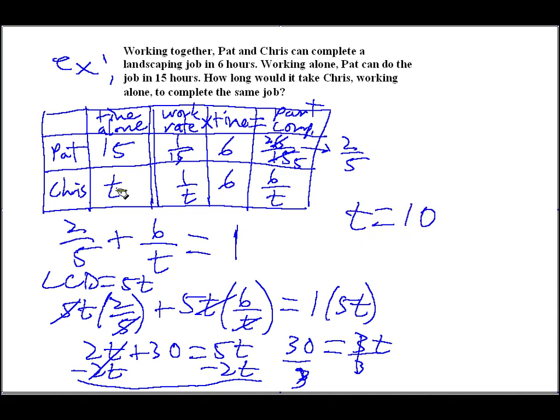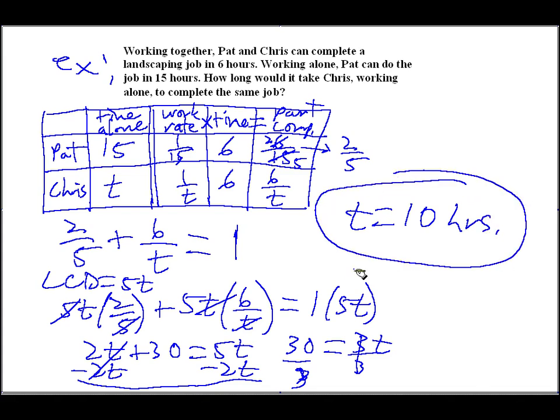What's t though? T is how long Chris takes to do the job all by himself. Time alone, time to get the job done working alone. That's t. So Chris takes t hours. That means if Chris had to do this job all by himself, Chris would take 10 hours. So he's actually working faster than Pat, as you can see. The answer is 10 hours.